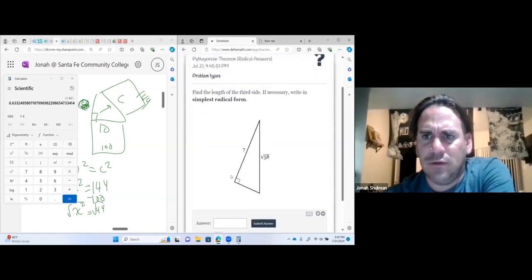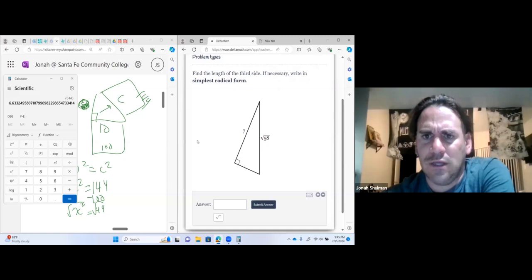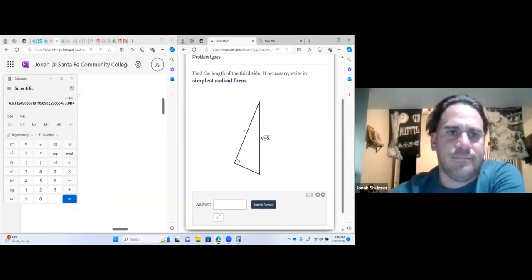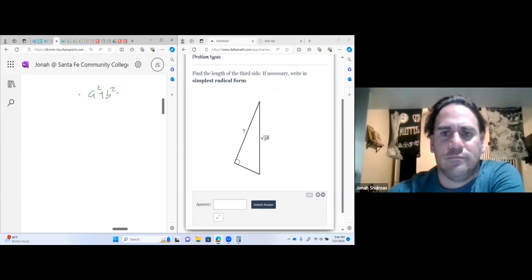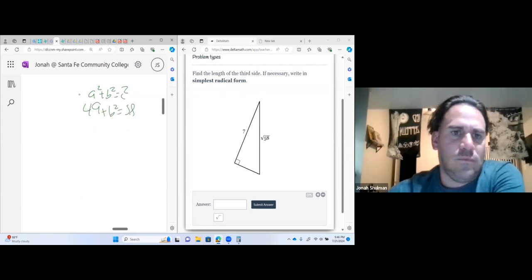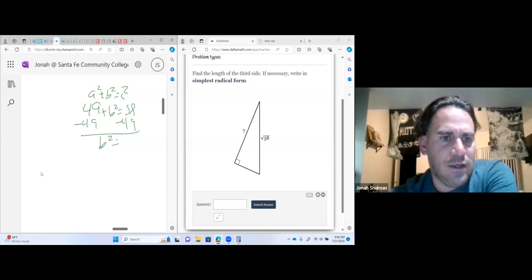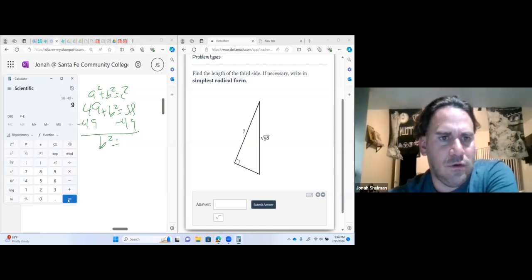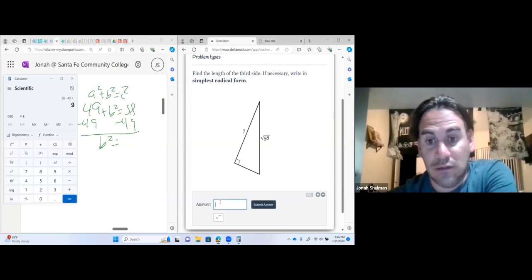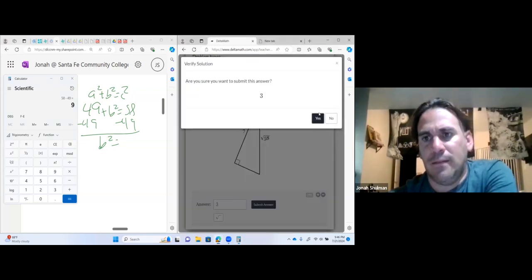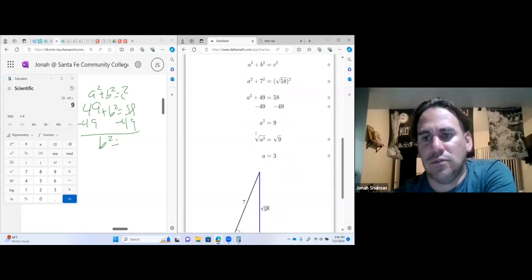So here's some Pythagorean theorem. Find the length of the third side. Okay, so this is 58, 49. We have 58 minus 49, which is 9, and the square root of 9 is just a lonely 3. No radical needed. Nice.